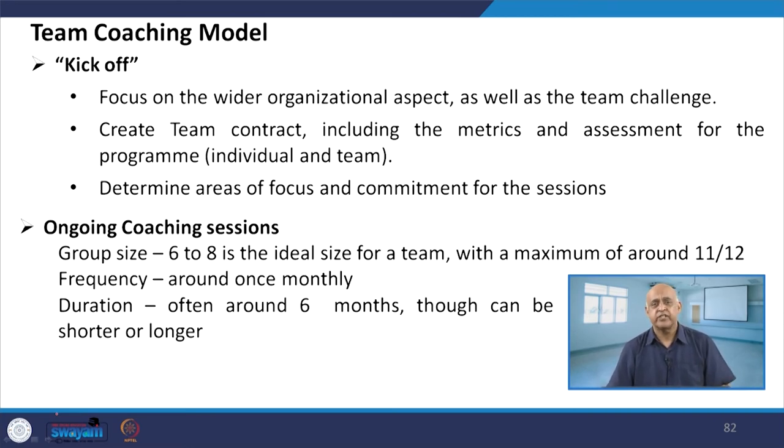However, 15 to 20 has been mentioned as the number of team members, but for the coaching purpose, 6 to 8 is required, with a maximum of around 11 to 12, and the frequency around once monthly, with a duration often of around 6 months, though it can be shorter or longer. So, therefore, that will be the ongoing coaching sessions.